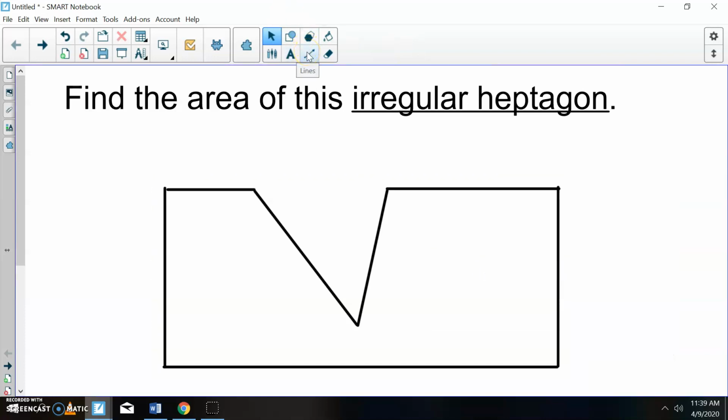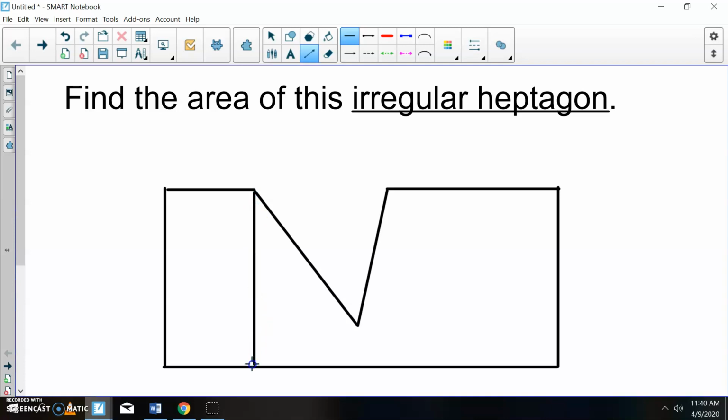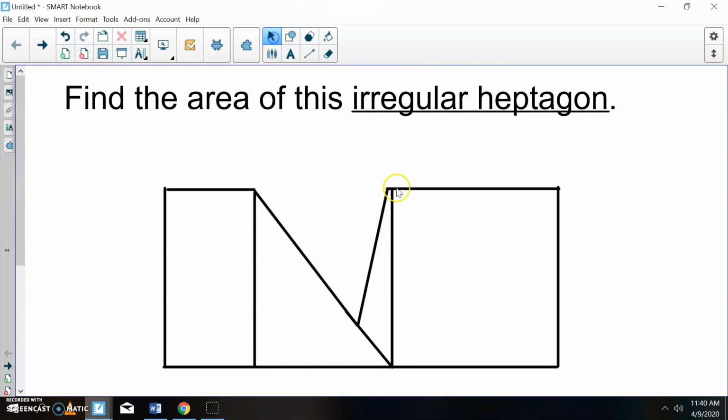If I wanted to decompose this shape, I could split it up into a whole bunch of different shapes. If I drew a line right here, and then a line that continues right here, and then another one straight up like this. Let me slide that over a little bit, and we might actually have it. So there it is. We could split this shape up into a rectangle, a triangle, and a triangle and find the area of all four sections. And we could add those areas together, and that will give us the area of this irregular heptagon.